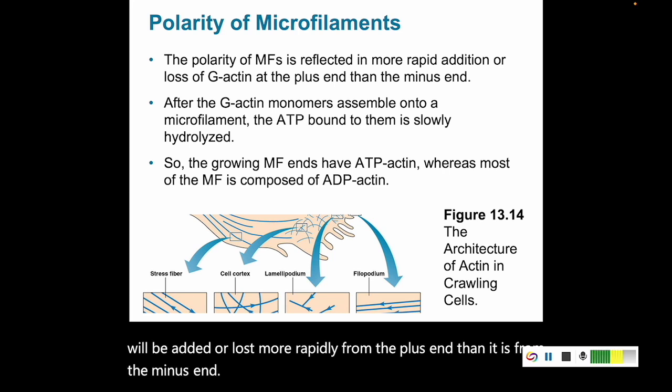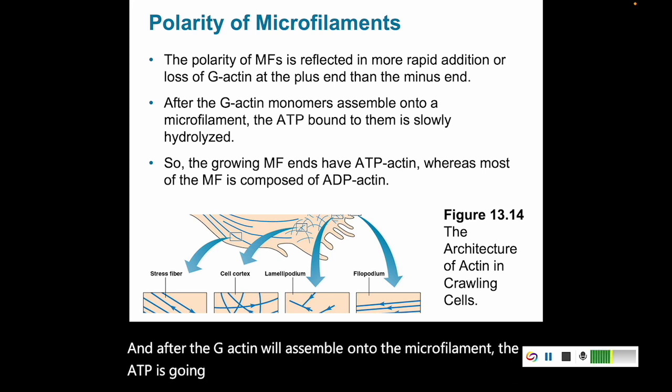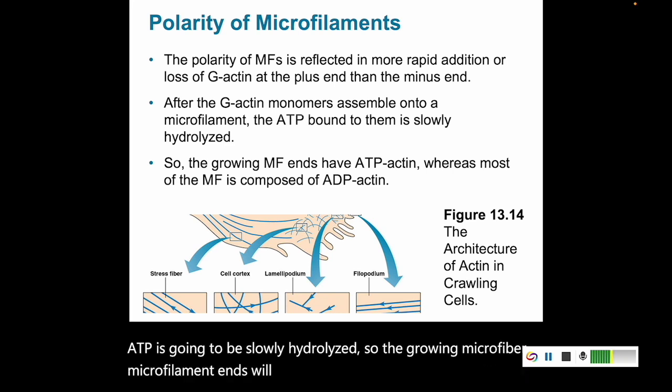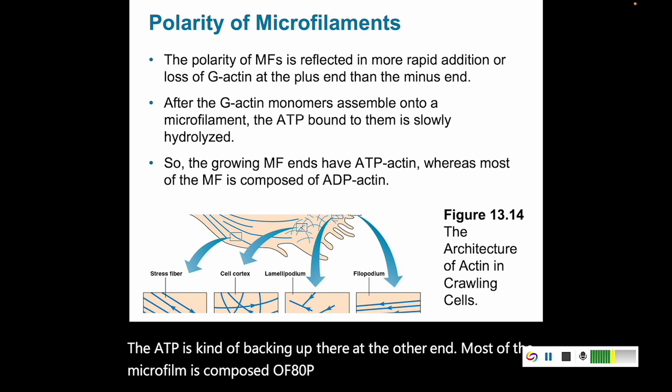After the G-actin assembles onto the microfilament, the ATP is slowly hydrolyzed. So the growing microfilament ends will have ATP actin because with that slower hydrolysis, the ATP is kind of backing up there. At the other end, most of the microfilament is composed of ADP actin, where that ATP has already been hydrolyzed.